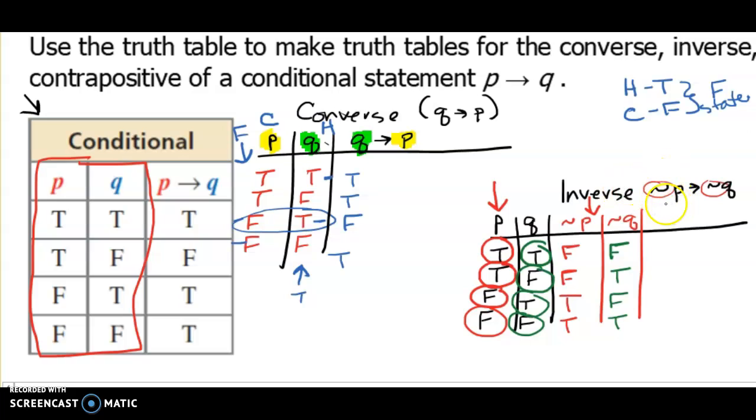Okay, now if I look at this inverse, I don't need the not P and not Q, and this is a me thing, you don't have to, but I'm just going to X these two columns out so I don't use them. I'm done with those. So now I can go ahead and look to see what is not P implies not Q. Okay, same thing. So we have our not P is our hypothesis, and our not Q is our conclusion.